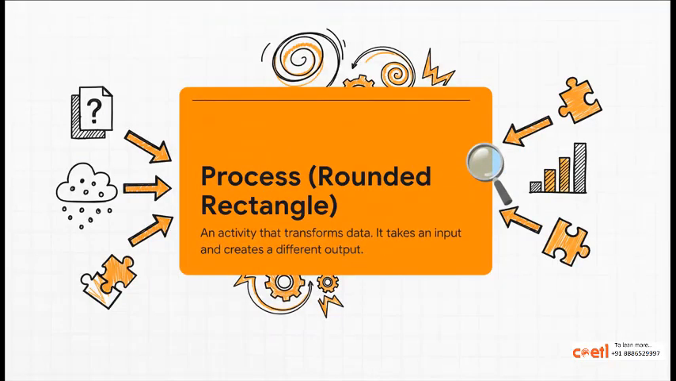Next is the process, shown with a rounded rectangle or a circle. This is where all the action happens. A process is any activity that takes some data, does something to it, and spits out a new result. It's the engine that actually transforms the information.